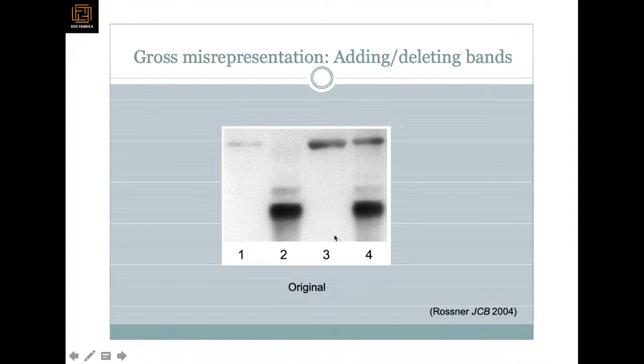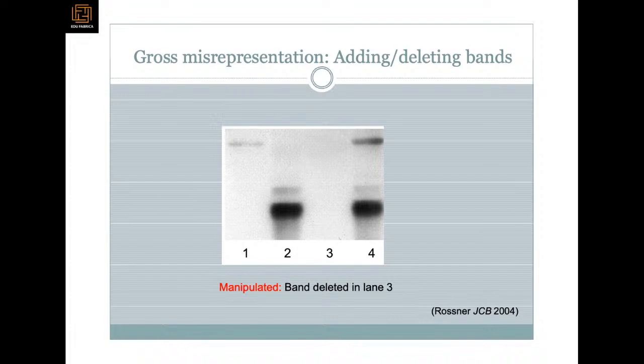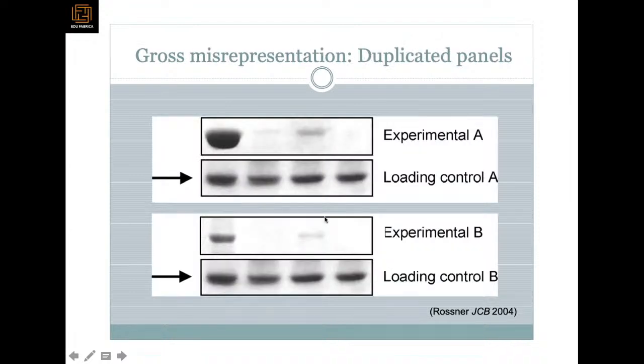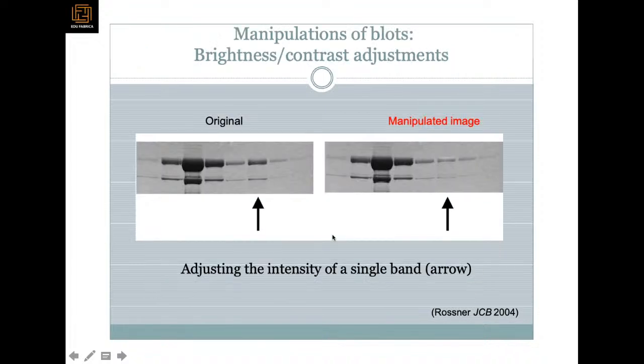In this case, originally there were lanes 1, 2, 3, 4, and there was no band in lane 3. So a band was added in lane 3; it was not there before, but they added the same band. These are duplicated panels, experimental A and experimental B, and these are the loading controls. This is how different results are fabricated. They adjust the intensity of a single band so that they could get the required results. Manipulation is done there.